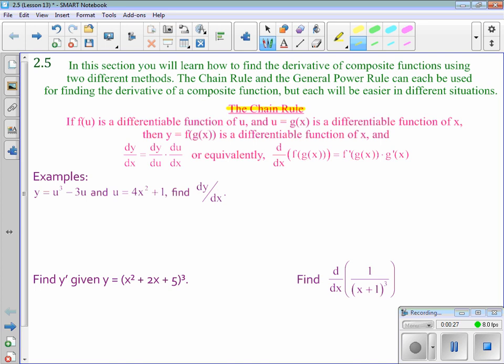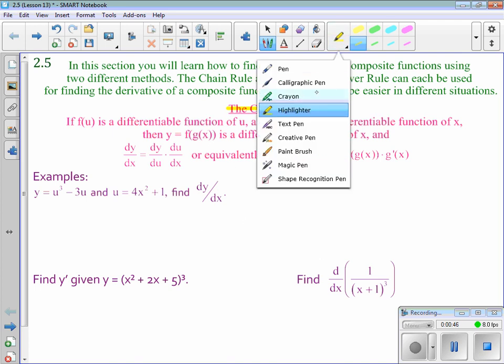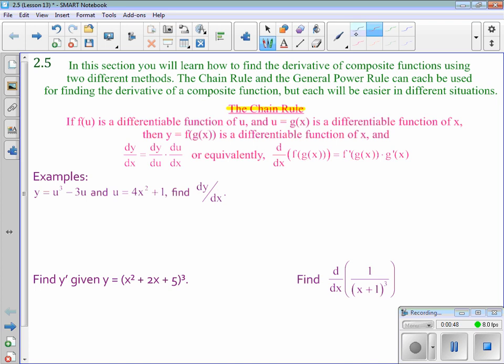They can both be used for finding the derivative of a composite function, but sometimes one's easier than the other, especially depending on the form it's written in. It's easier to use the chain rule in this form, whereas I think in this form, it's easier to use what's on the next page. But I'll show you how to do these just using the chain rule for the first page. And then we'll try the next page with the general power rule.